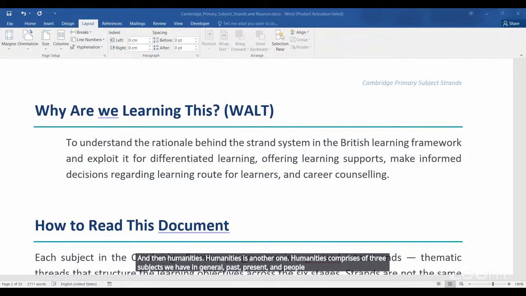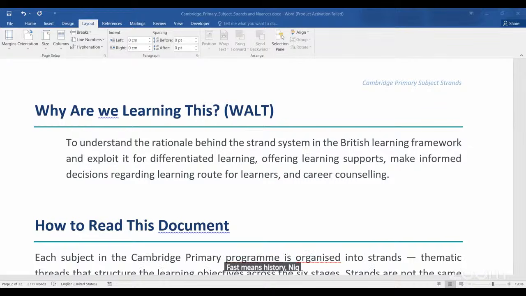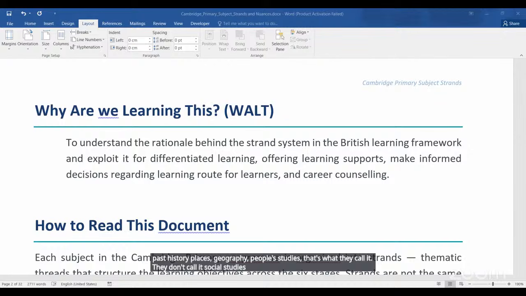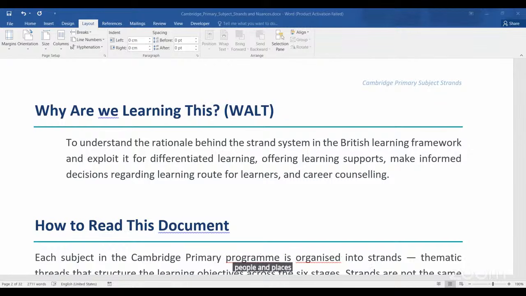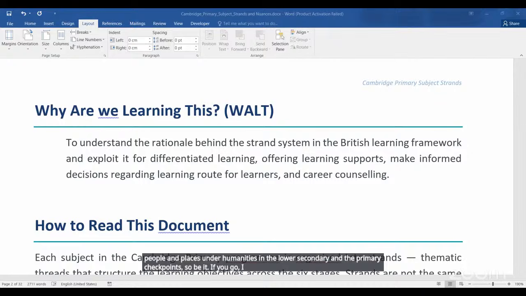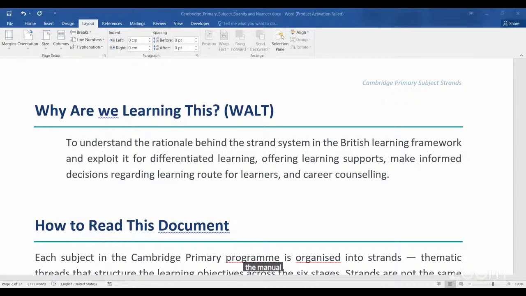Humanities comprises 3 subjects we have in Nigeria: past, places, and people. Past means history, places means geography, people means social studies. That's how they call it. They don't call it social studies and geography. They call it past, people, and places under humanities in the lower secondary and the primary checkpoint subjects. I will drop the manual for us for free there on the platform for reference.